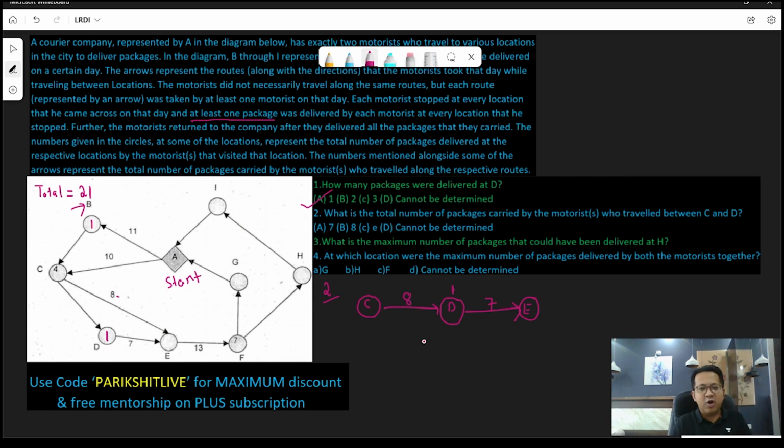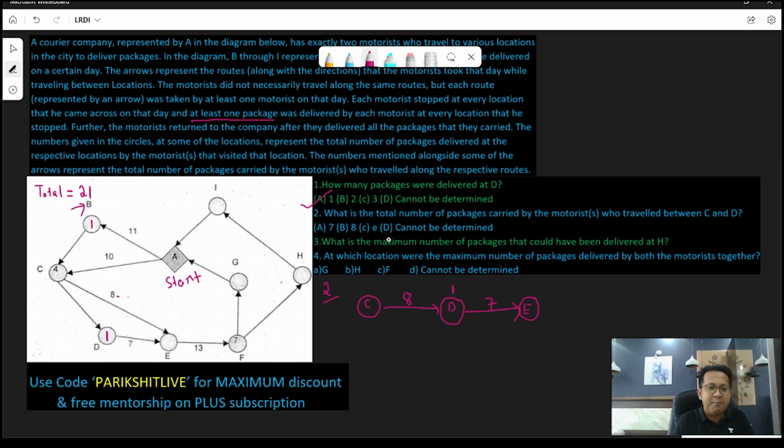Why 8? Because whatever is incoming at D must be equal to what gets consumed at D plus what is carried farther away from D. So think about it. 8 of them are coming to D, 1 D has taken, and the remaining 7 is passed from D to E, right? So the incoming should be equal to the sum of the two numbers. What is the sum of the two numbers? What I consume at D plus what I let go. So 8 is equal to 1 plus 7.